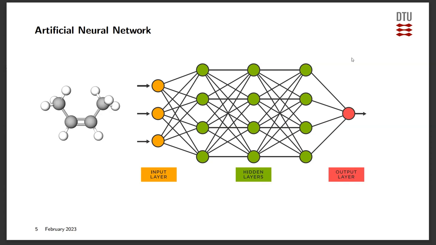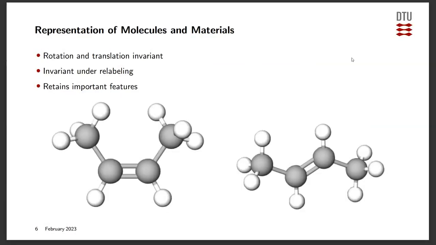This was when this started becoming a big thing. People started thinking, okay, I want to put my molecule into this algorithm, but the problem is that this is not a vector, it's a set of positions and atomic numbers. How can we put that into our neural networks? And so then people started coming up with different representations of molecules in vector formats.